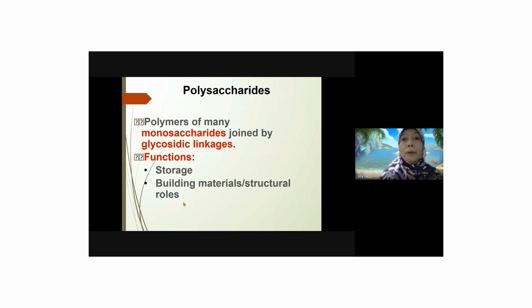And what about the linkage? Name the linkage for cellulose and chitin. The linkage? Beta 1,4 glycosidic linkage. Very good. Beta 1,4 glycosidic linkages. Right. So those are the polysaccharides.